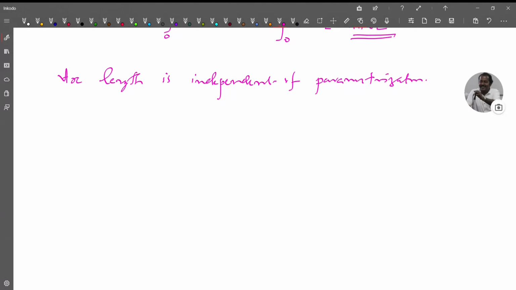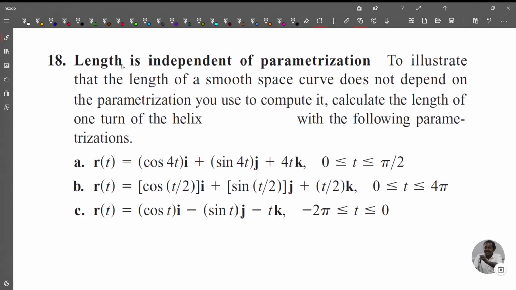Now you have some problems as homework. So problem number 18 is a homework for you.